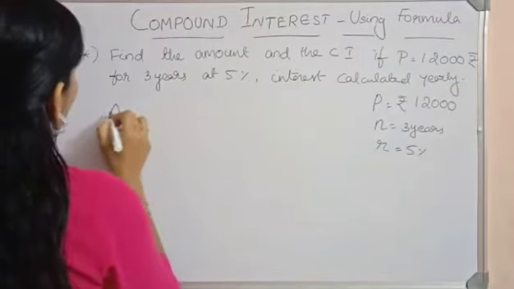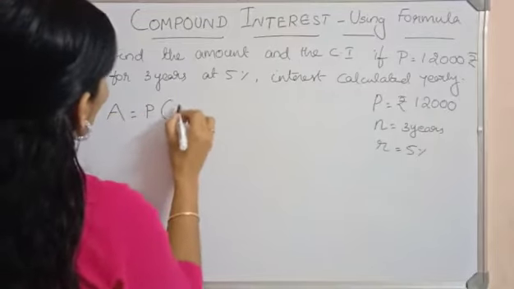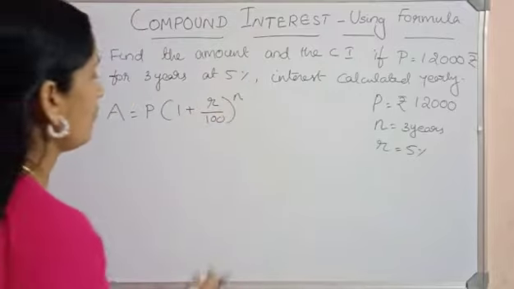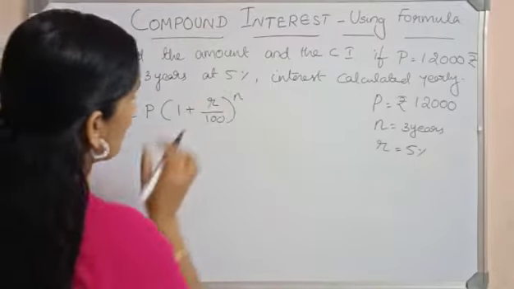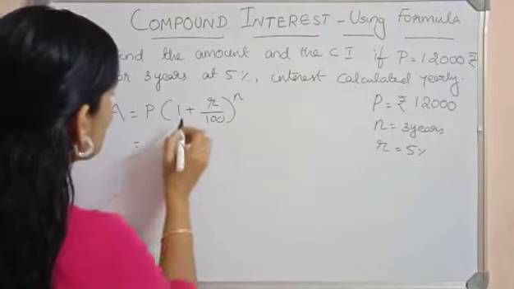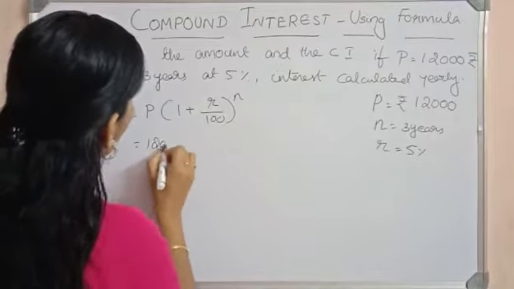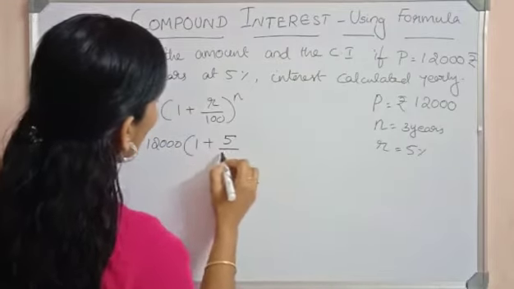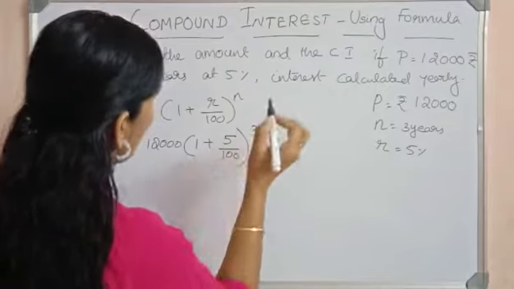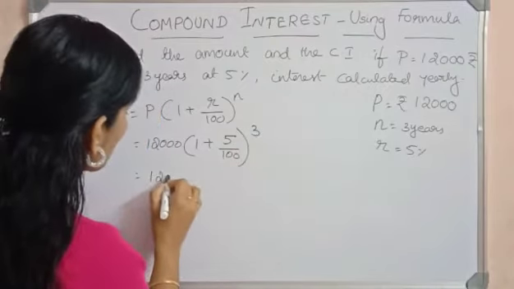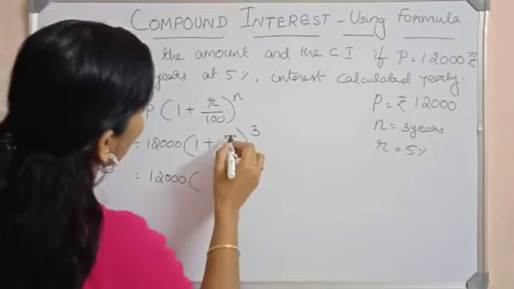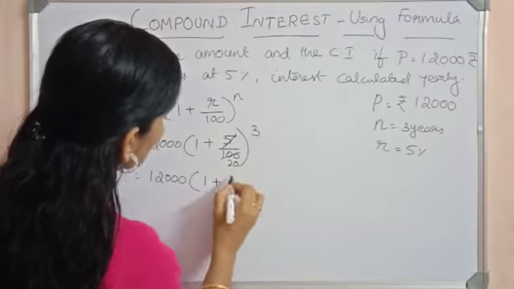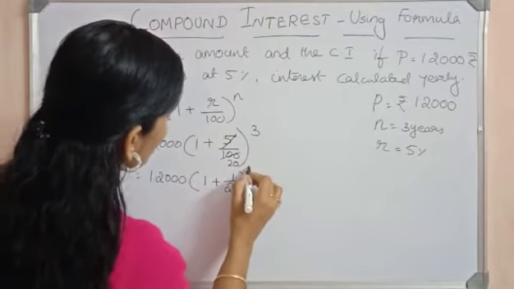Write the formula to find the amount. Amount is equal to P into (1 plus R by 100) the whole raised to N. We know the value of P, R as well as N. Substitute. This becomes 12,000 into (1 plus 5 by 100) the whole raised to 3. That is equal to 12,000 into (1 plus 1 by 20) the whole raised to 3, here we can cancel 5 and 100, and this becomes 20.